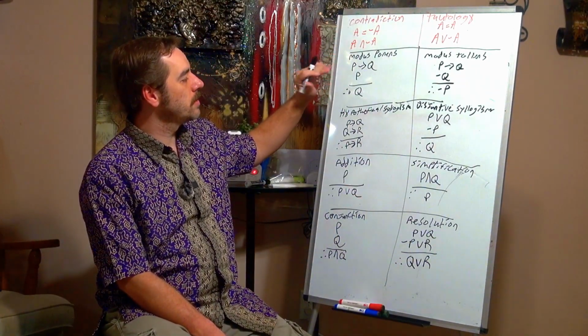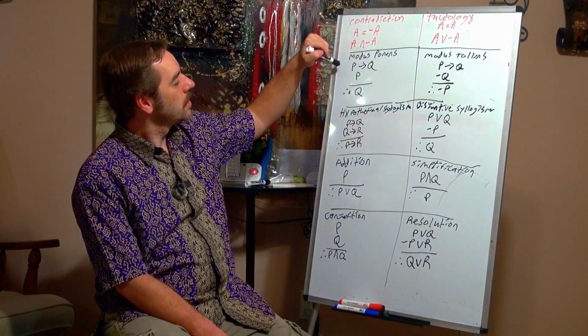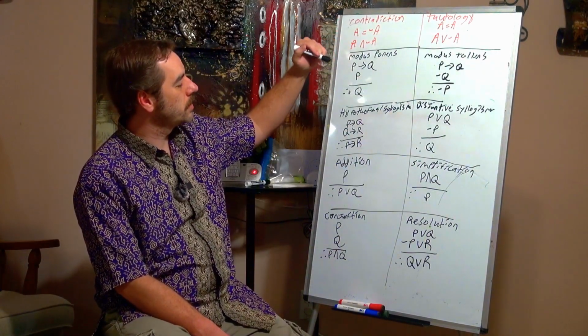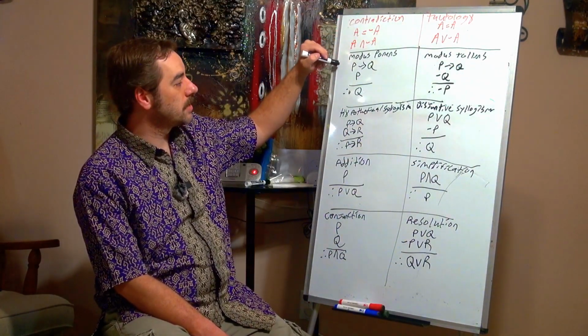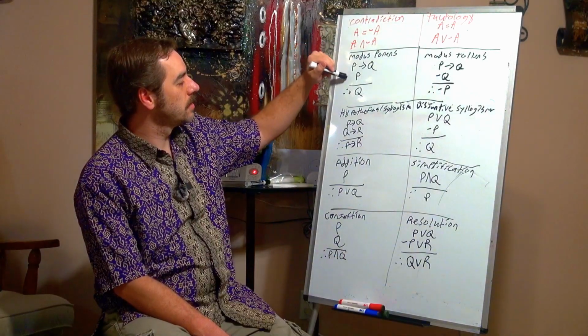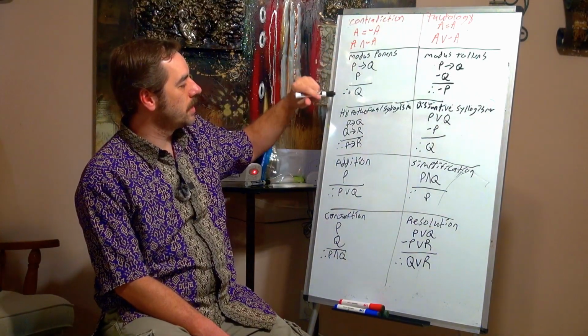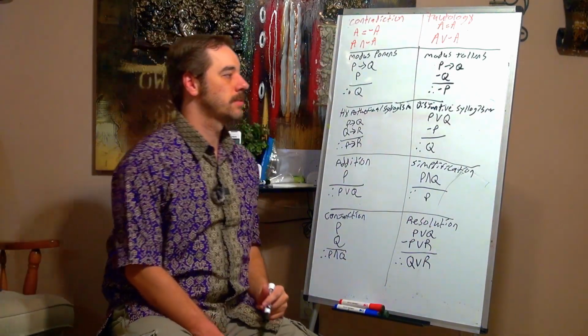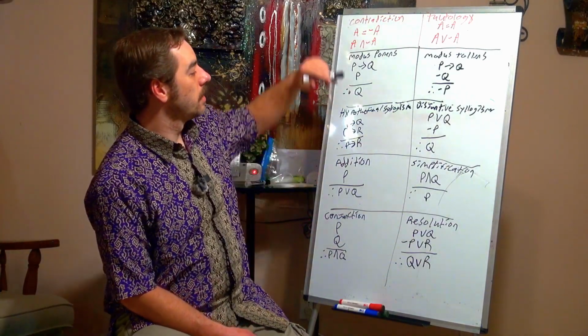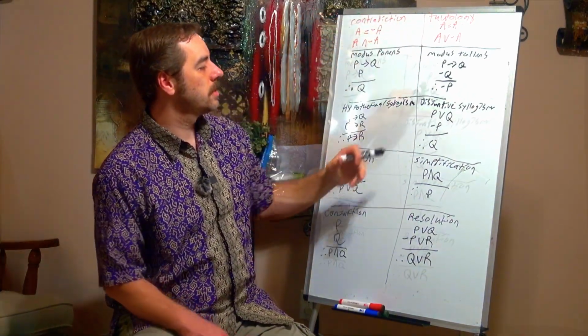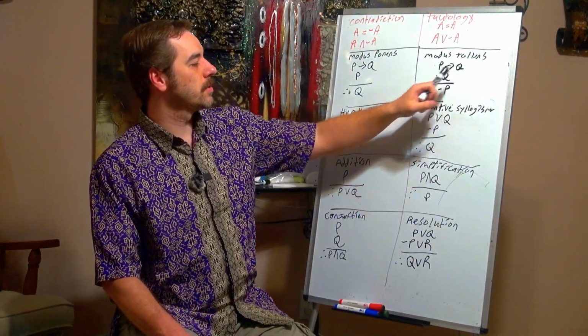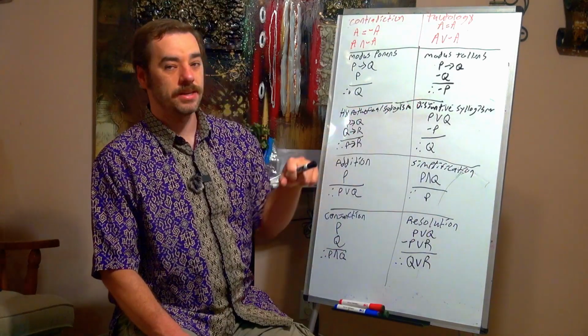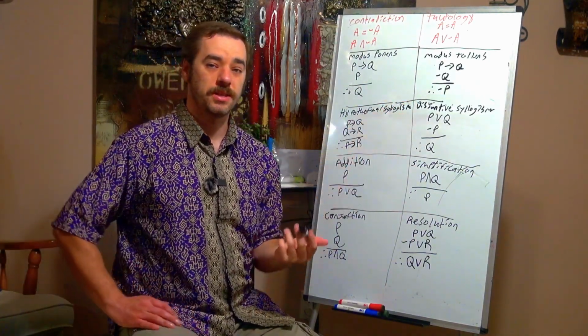We've got the modus ponens. P then Q, P, therefore Q. If the prince went dancing, then the queen went dancing. The prince went dancing, therefore the queen went dancing. Then we've got the modus tollens. The prince will go dancing if the queen goes dancing. The queen did not go dancing, therefore the prince didn't go dancing.